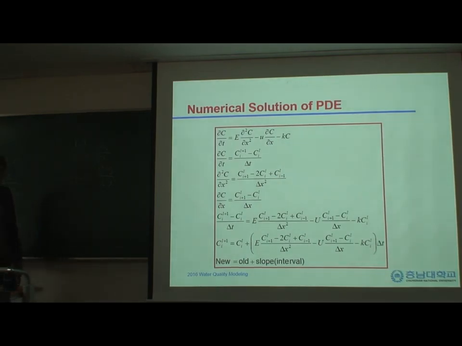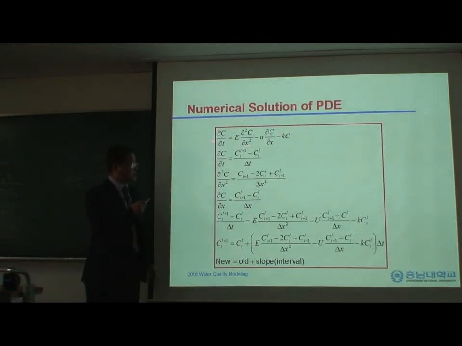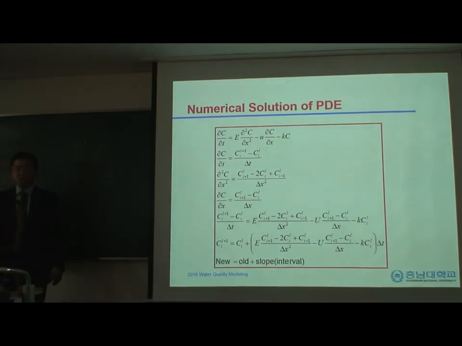So even though this looks very difficult, this has the same old principle. New equals old plus slope times interval. That's it. Okay? But you have to practice those, because those methods are very confusing many times. If you don't solve this with your hand, there's no way it can become yours. Okay.